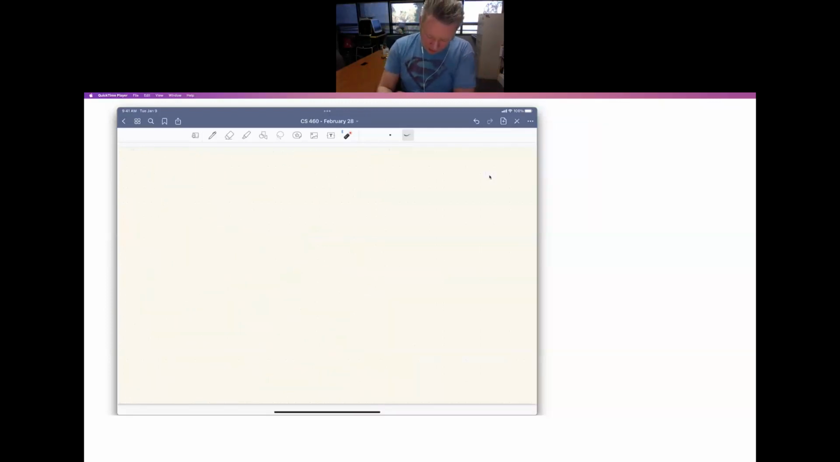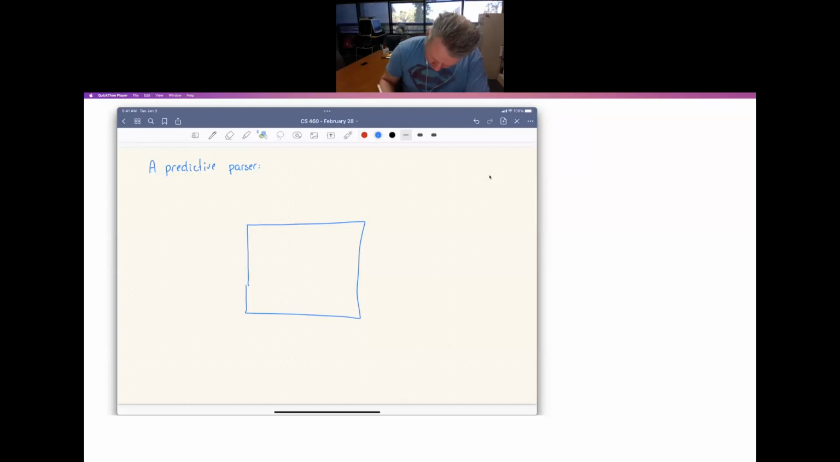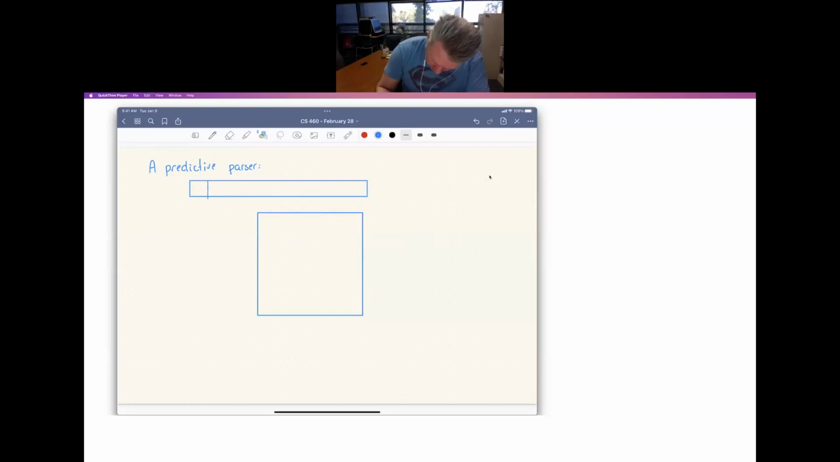So we can think of a predictive parser in the following way. So this is my tokenized input.